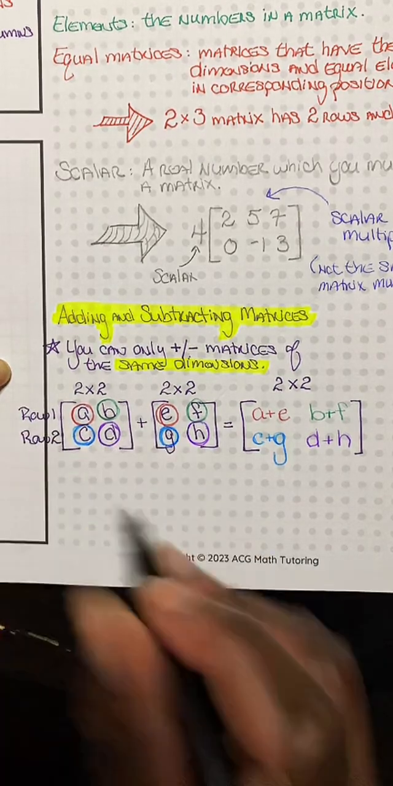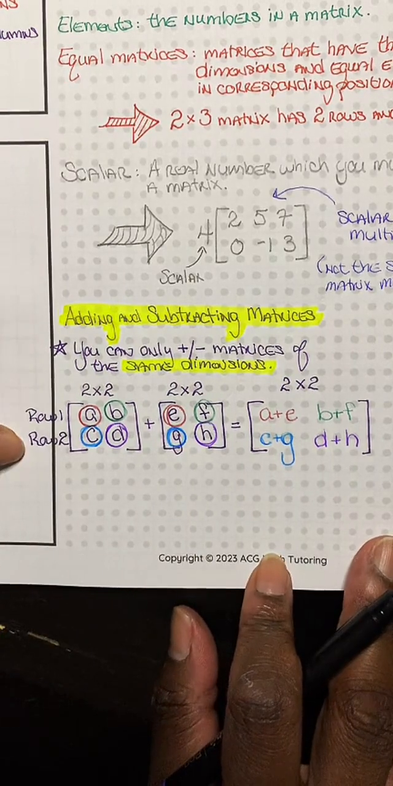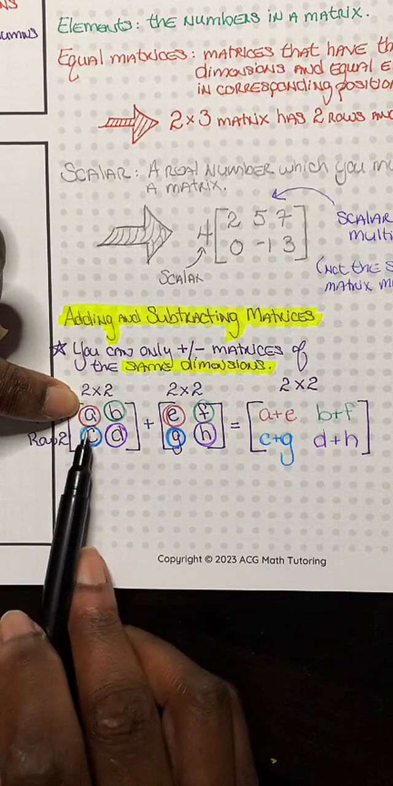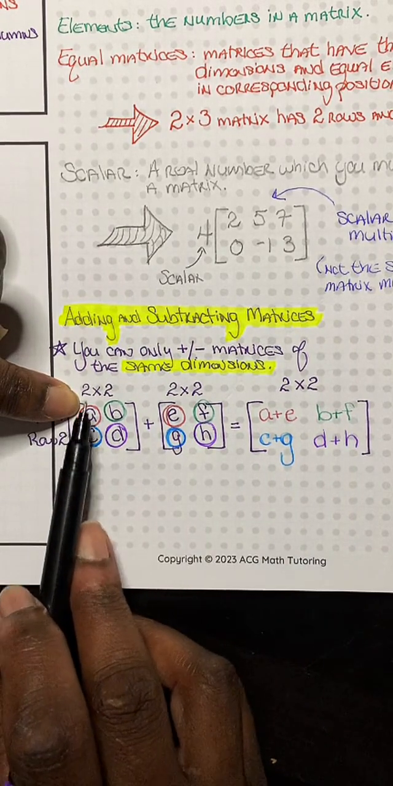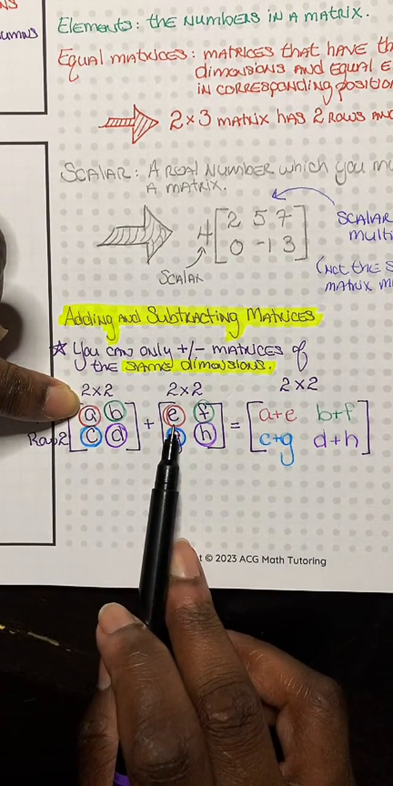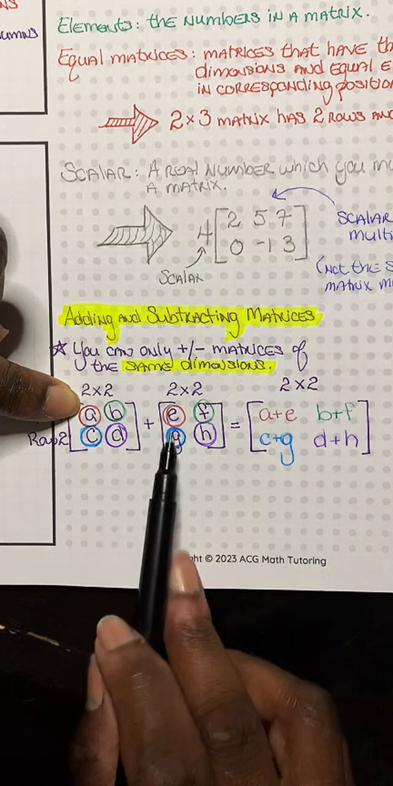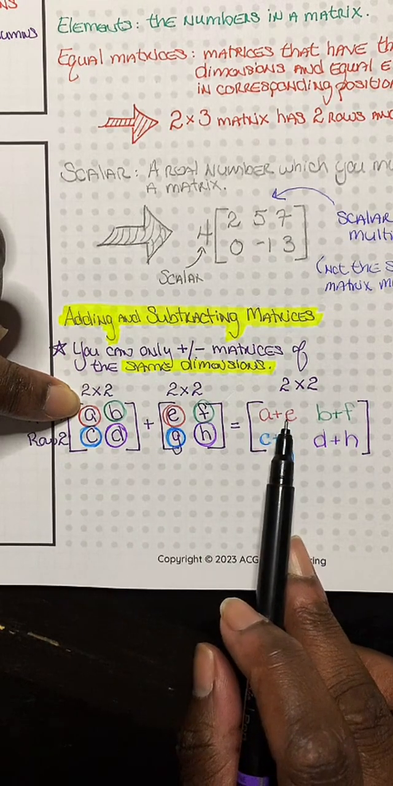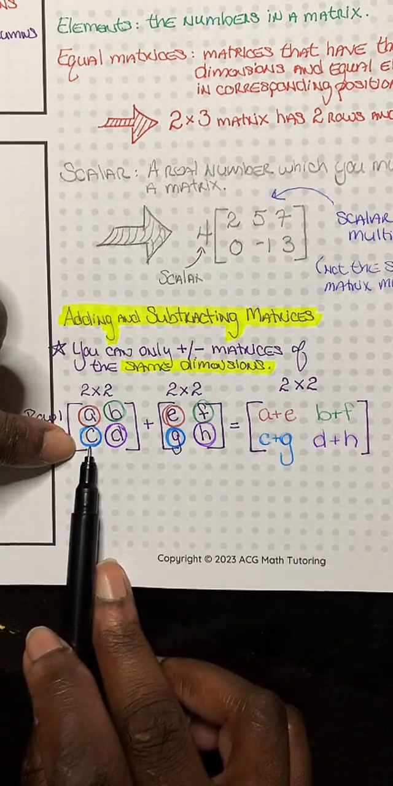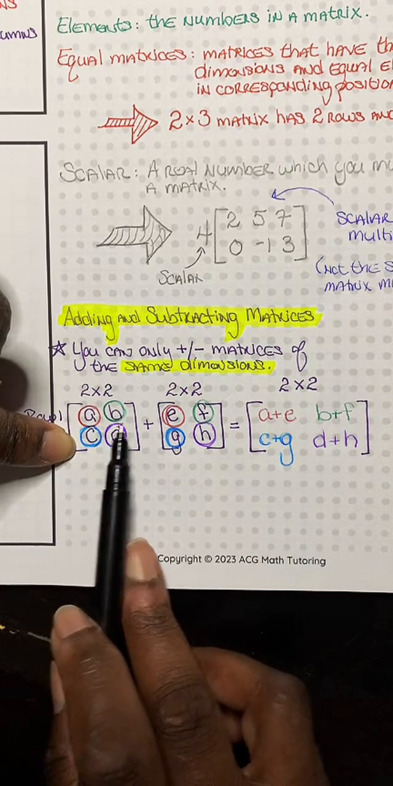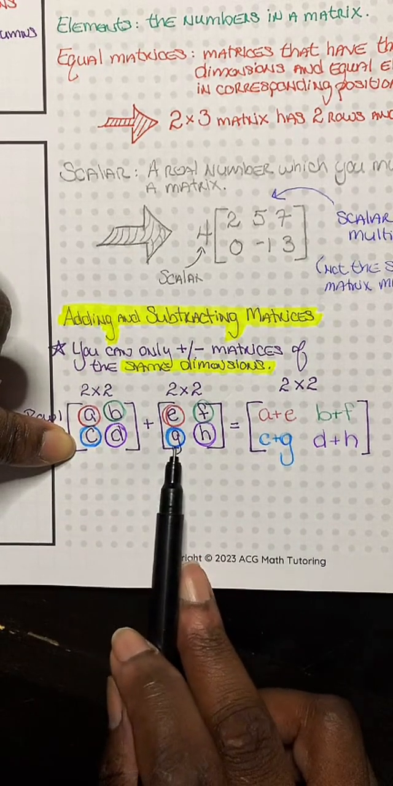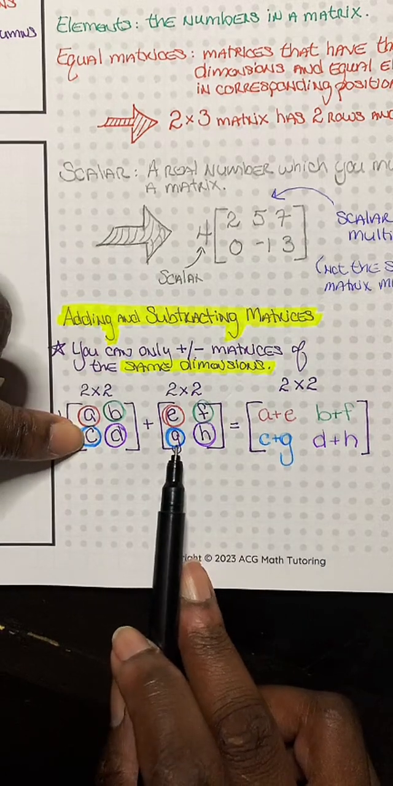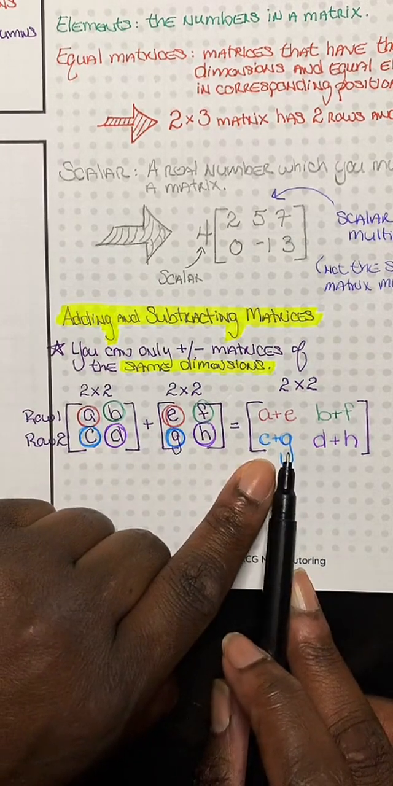This is row 2. Okay, row 1, row 2. So if I'm in row 1, column 1, I can add it to the element that's also in row 1, column 1. So that's how I know I can add A plus E. If I'm in row 2, column 1, that means I'm going to add the element that's also in row 2, column 1. So it's C plus G, and the answer will go here.